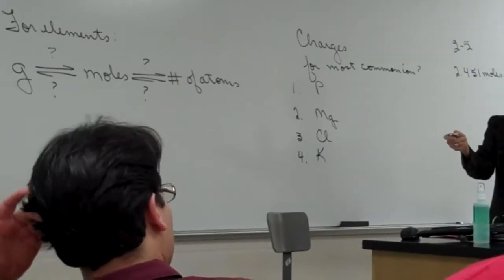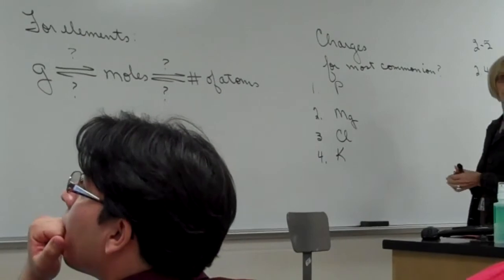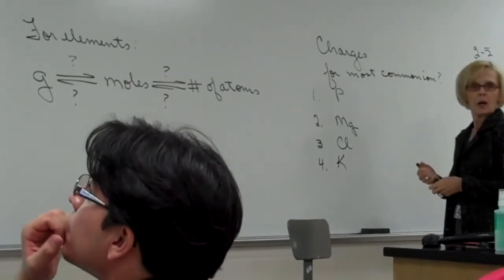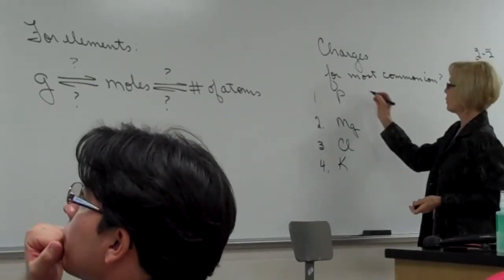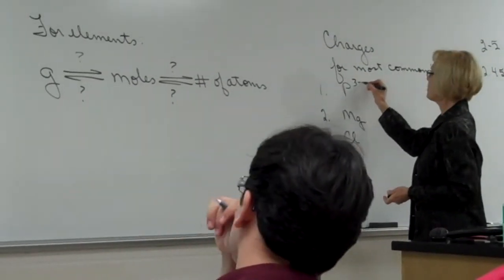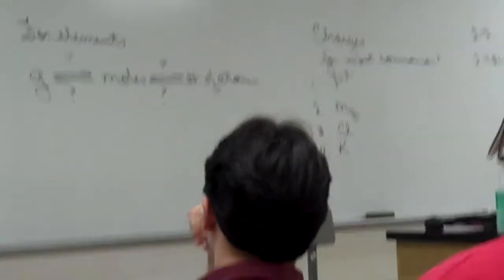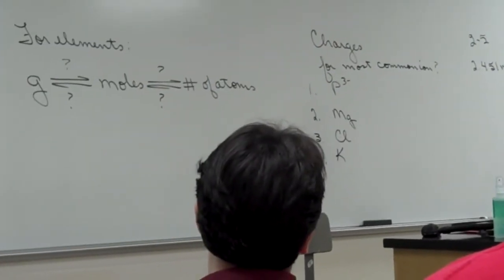P stands for? Phosphorus. What's the charge, Bruce? It needs to gain 3. Negative how much? Negative 3. And that's the most common ion. Bruce, one other question. That is an ion. Is it an anion or is it a cation?